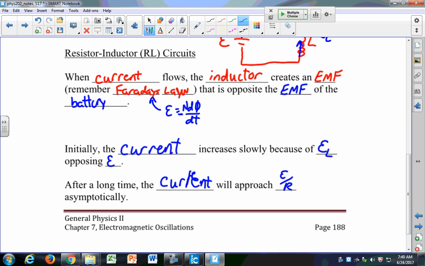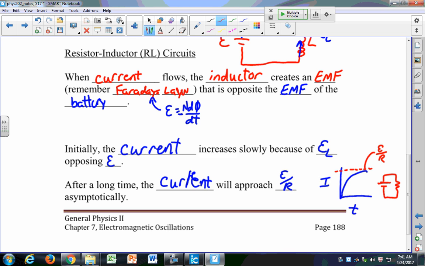So after a long time, our current will approach a certain value, as if the inductor wasn't even there. If I draw my current versus time, it's going to look like this, and it's going to asymptotically approach a value equal to E over R, which would be a circuit that would just look like this: a battery and a resistor, as if the inductor's not even there. This is just a piece of wire coiled up into a loop, but it's still just a piece of wire. And if the magnetic flux isn't changing, then that loop of wire isn't going to do anything.